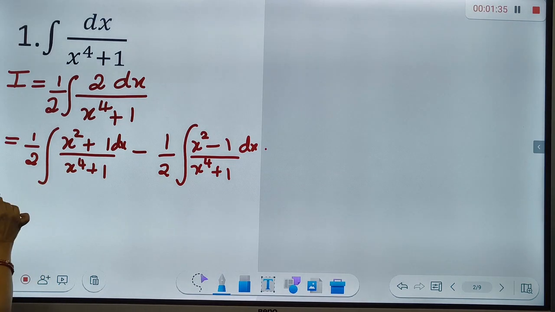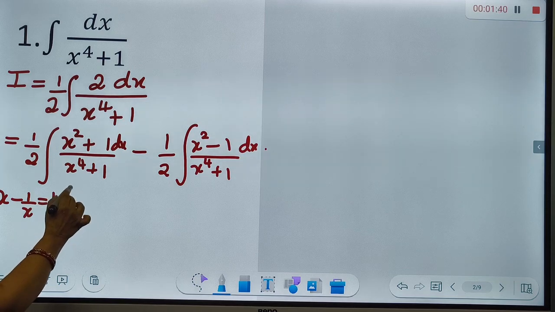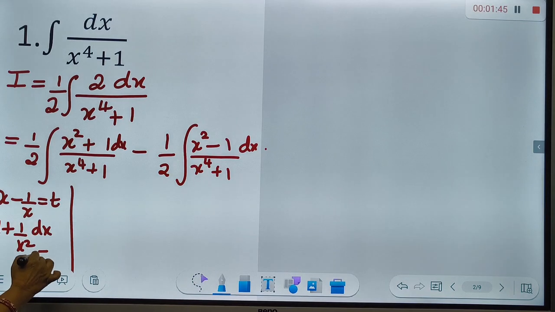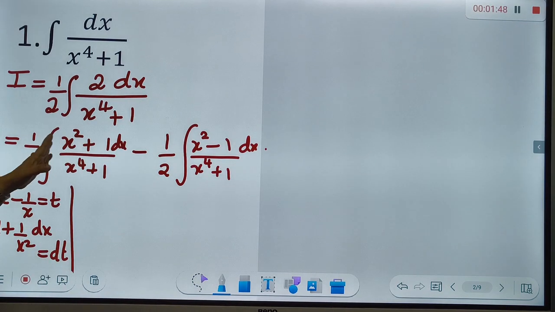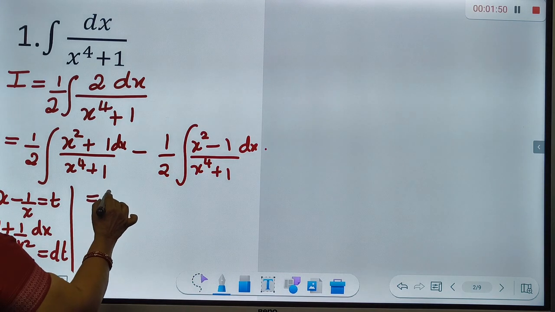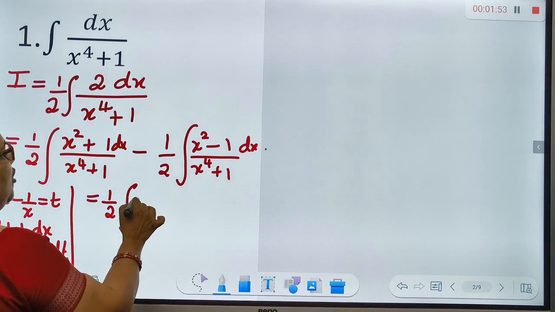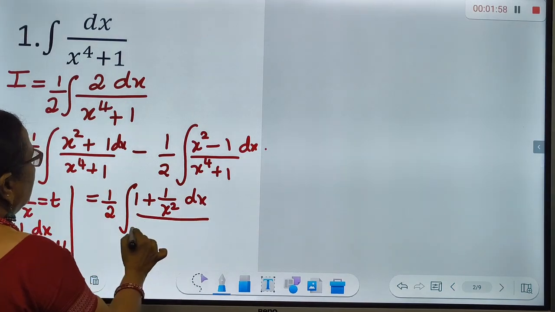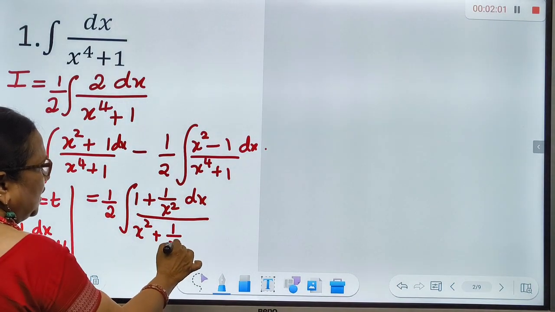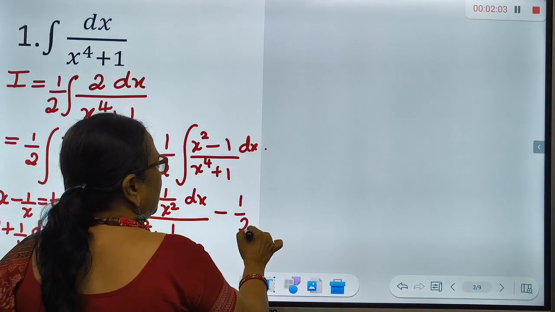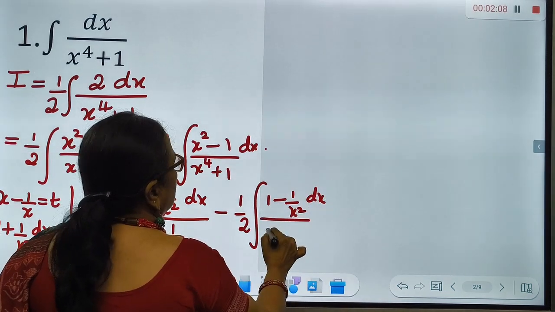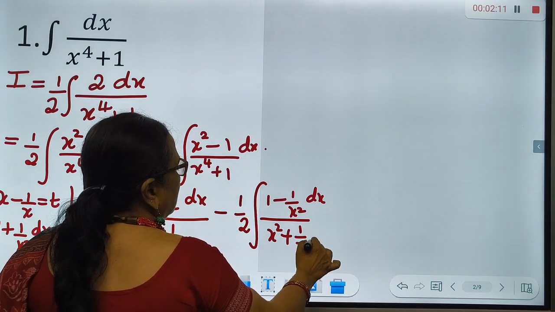So what I am going to do is, if I have x minus 1 by x as t, I know that 1 plus 1 by x square dx will be dt. So I am going to divide by x square. This I am going to rewrite as half into integral of 1 plus 1 by x square dx by x square plus 1 by x square, minus half into integral of 1 minus 1 by x square dx by x square plus 1 by x square.